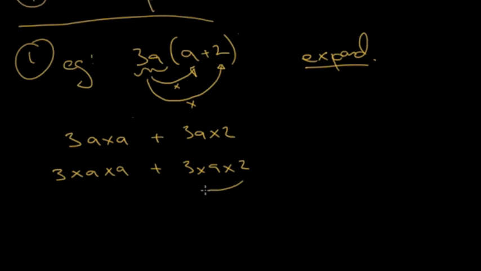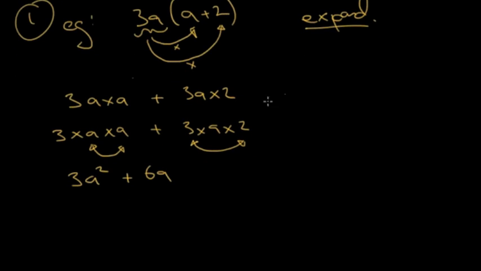We're going to do this multiplication first, and this multiplication first. This is keeping our a's together and keeping our numbers together. So a times a is just a squared, and 3 times 2 is 6a. That's how we're going to express it. So that's a long-winded way of saying that 3a times (a plus 2) is the equivalent expression to 3a squared plus 6a.